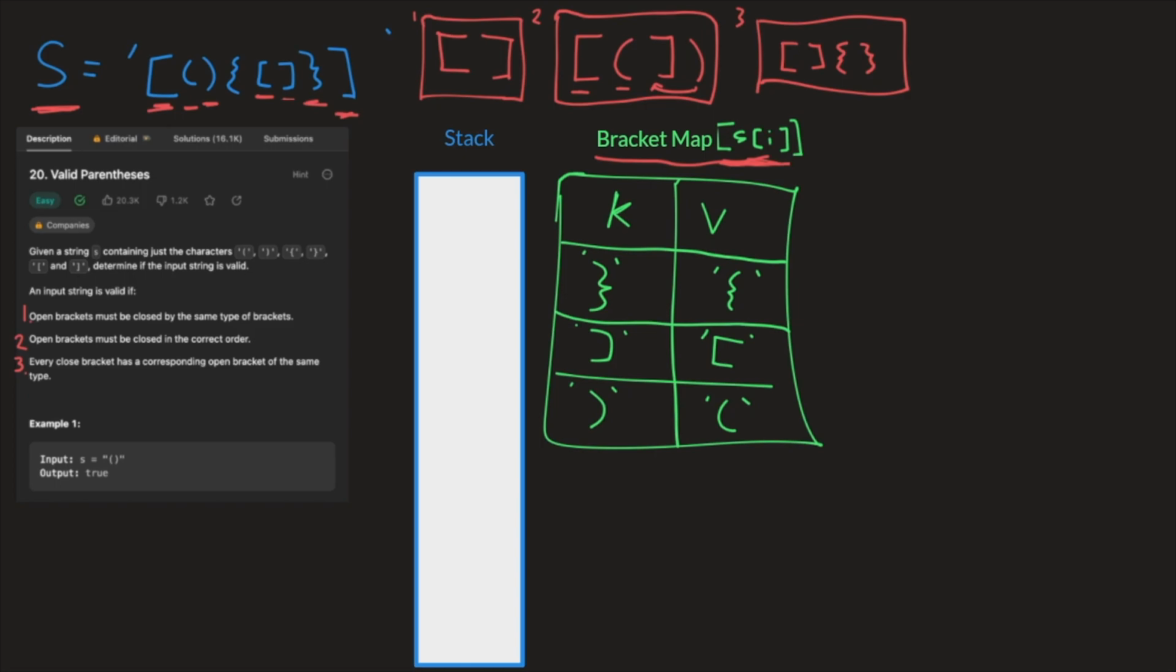So this string S ends up being a valid parentheses. And it ends up being valid because at the end of the string, on our last iteration, the stack is completely empty. There's nothing in it. And at no point did any of the returned values from keys we passed into bracket map not match the top of the stack.